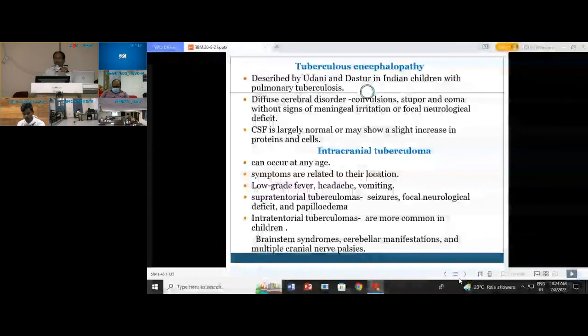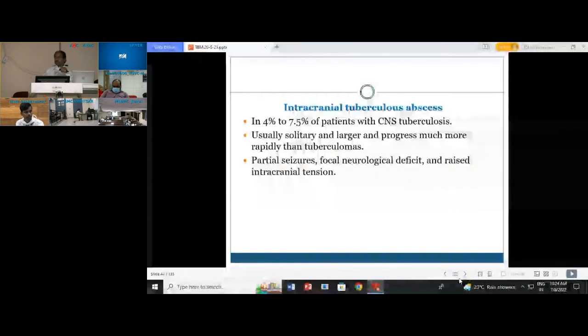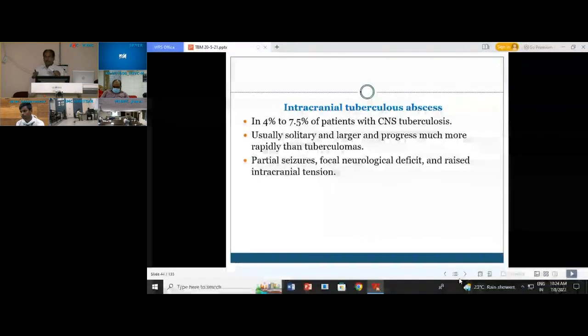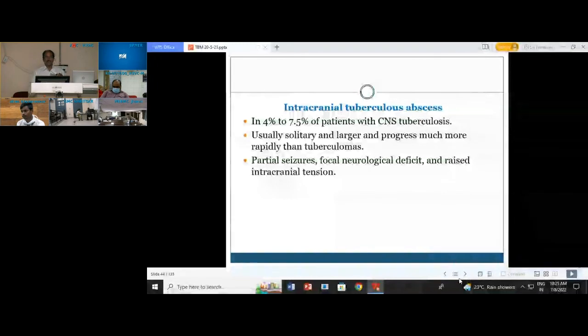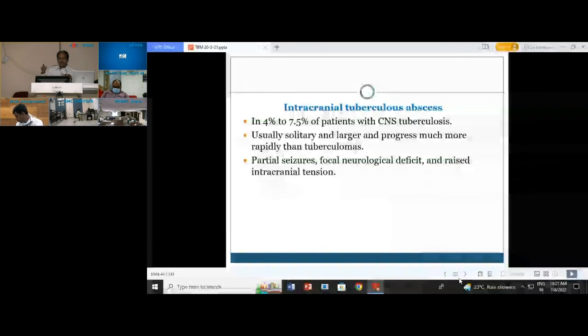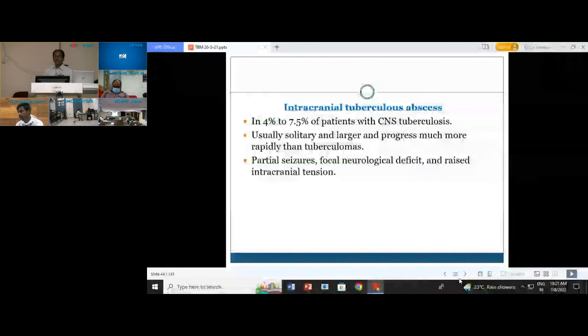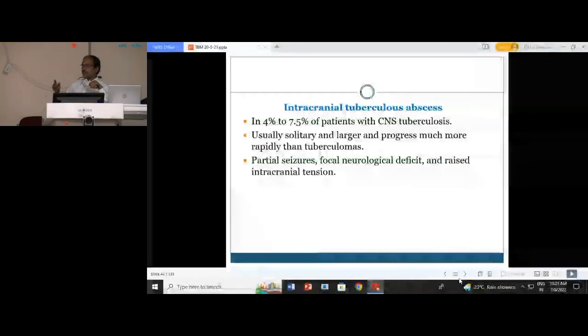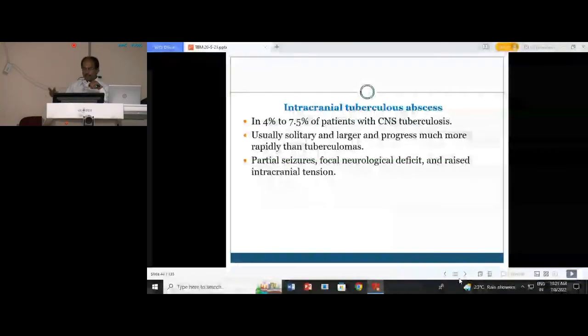as tuberculous meningitis. So among intracranial tuberculosis, as we told, TBM is most common. They can have tuberculous encephalopathy, tuberculous serous meningitis, tuberculomas and tuberculous abscess. 4 to 7.5% of patients with CNS tuberculosis have tuberculous abscess. You can see some tuberculous abscess images in subsequent slides. Usually solitary, they are larger and progress much more rapidly than tuberculomas. They are characterized by fever, headache, and progressive neurological deficits like hemiplegia or cranial palsy.